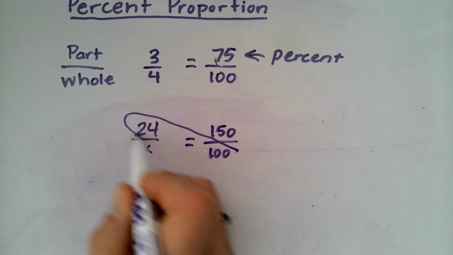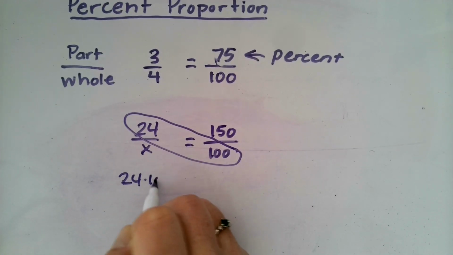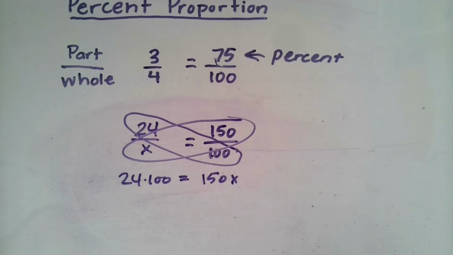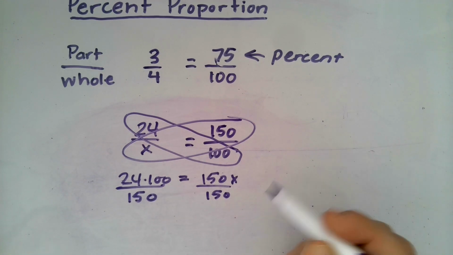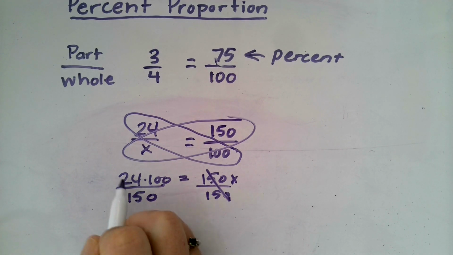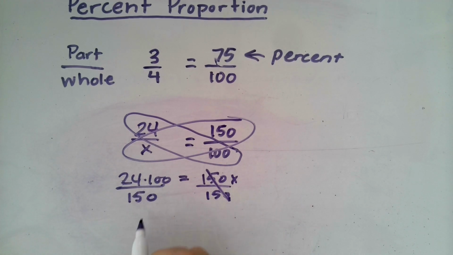So cross products again, we have 24 times 100 equals 150x. Divide both sides by 150, and we're solving just for x. Okay, we're going to play with a shortcut again because if you guys can figure out how to factor the top just a little bit and factor the bottom just a little bit, you're going to be able to divide a lot easier. So if you think about it, 150 would be 50 times 3.